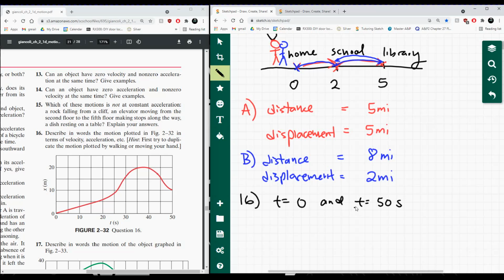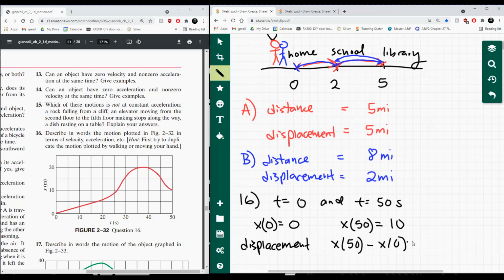What you'll see is that typically displacement and distance is always going to be between 2 time intervals of your choosing. So between 0 and 50 seconds, we see that the position at t equals 0 is going to be equal to 0, and the position when t is equal to 50 is going to be equal to 10. So the displacement will just be x of 50 minus x of 0, which will be equal to 10 minus 0, which will be equal to 10 in units of meters.